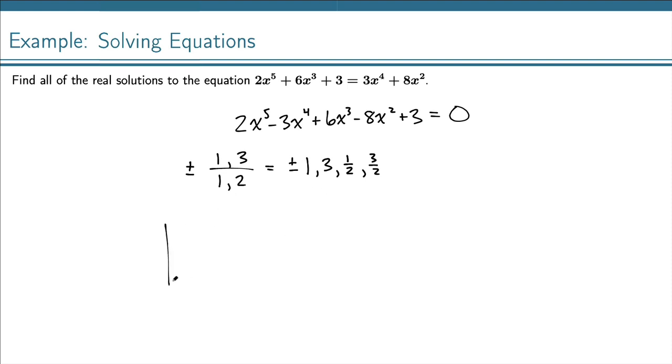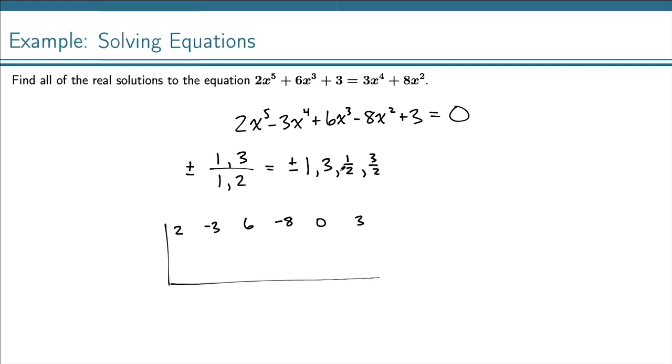So we can do our synthetic division. We list out the coefficients: 2, negative 3, 6, negative 8, 0, and 3. Notice the 0 because there's not an x term. That's the most common mistake with these synthetic division things. Make sure you're checking to see if there's a missing term that needs to be a 0.